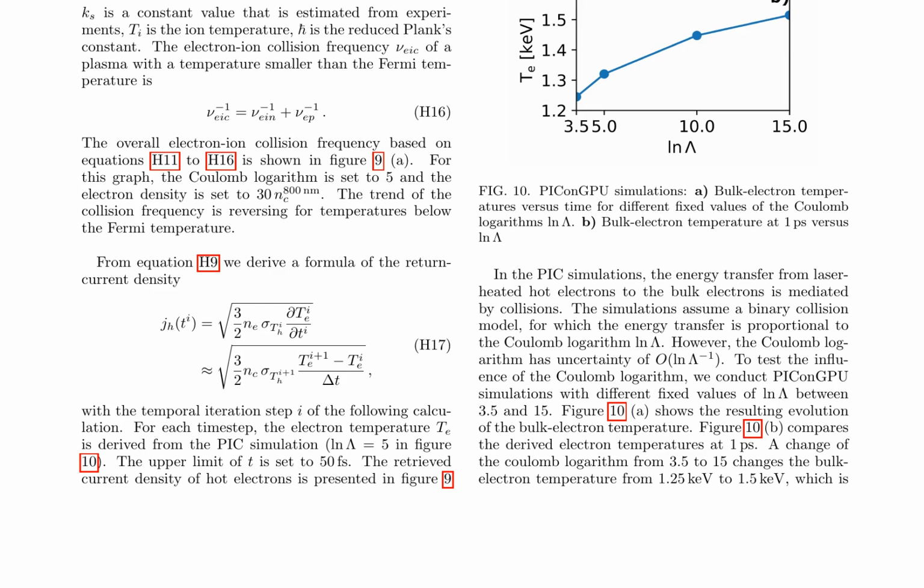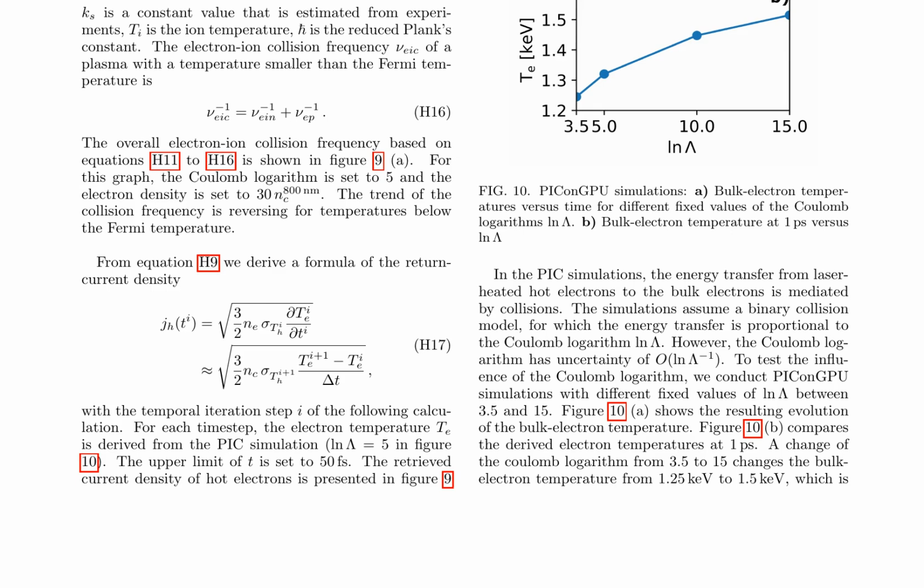The return current density, JH, is formulated using equations H9 and H17, which is then used to calculate the influence of the low-temperature collision correction on the bulk electron temperature. The results are compared to PIC simulations in Figure 9, b, and c, showing minor differences before the laser peak arrives on target, but identical results afterwards.